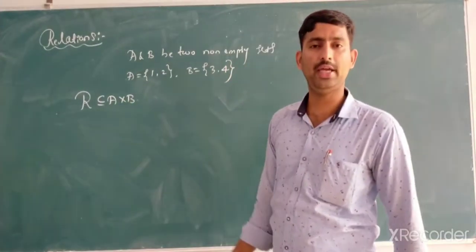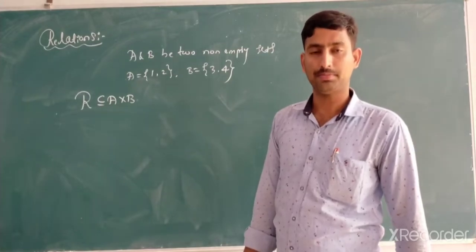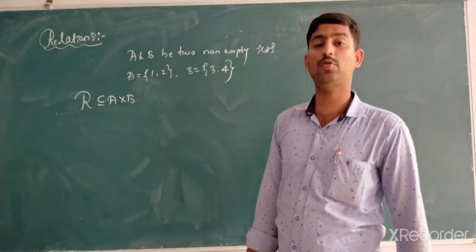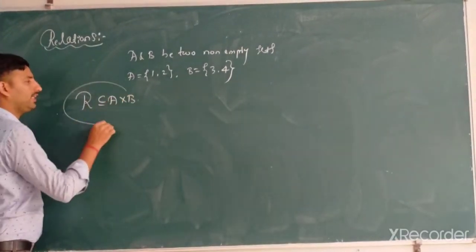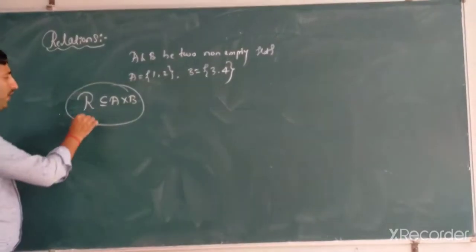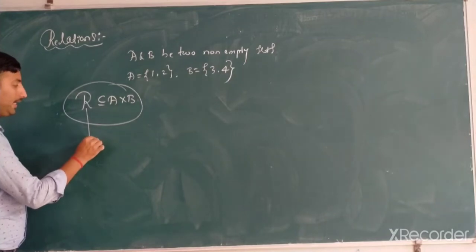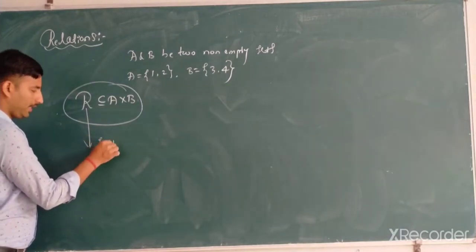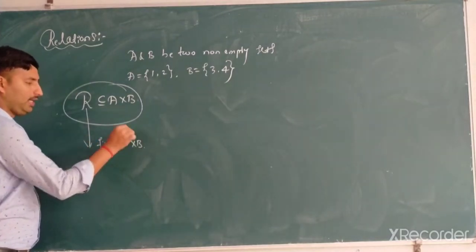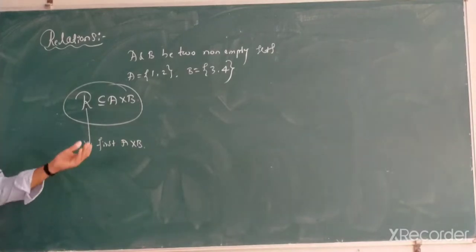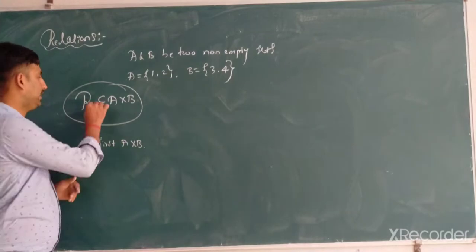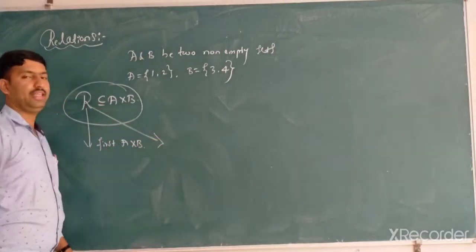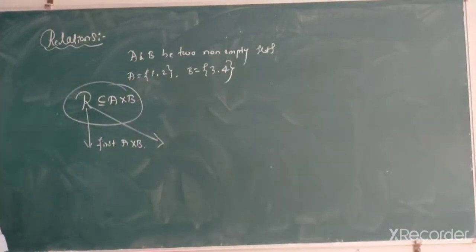What is A cross B? A cross B is nothing but the Cartesian product of two non-empty sets. Before finding this relation, our job is to find first A cross B. Correct? With the help of A cross B, we can easily create a relation that is R.